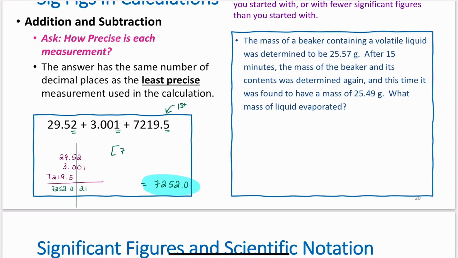When I put this in my calculator, I get 7252.021. I know that my least precise number is that first decimal place because I looked at the numbers above, and I get the exact same answer. So if you're like me and you're not good at lining them up, that's fine. If you are a student who needs to line them up, perfectly fine. Whatever works for you is what's important.